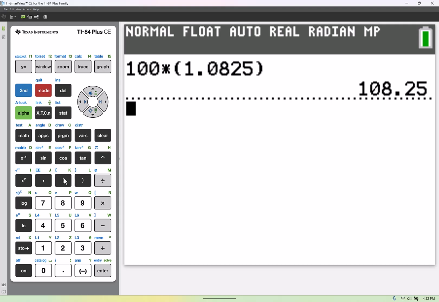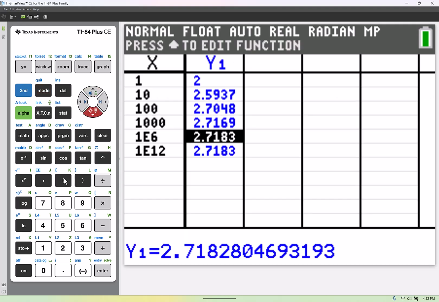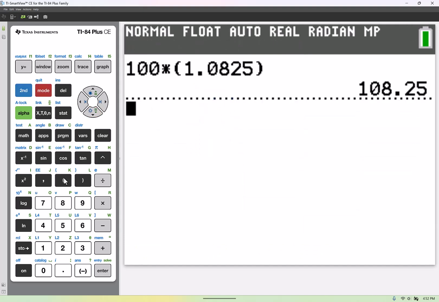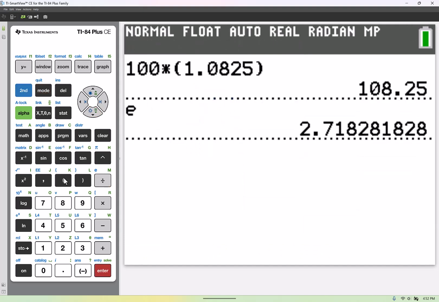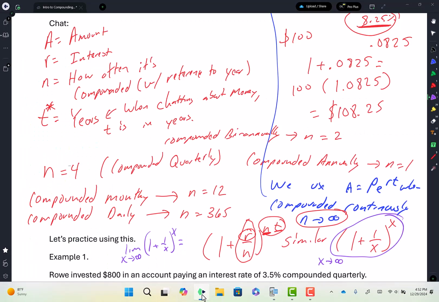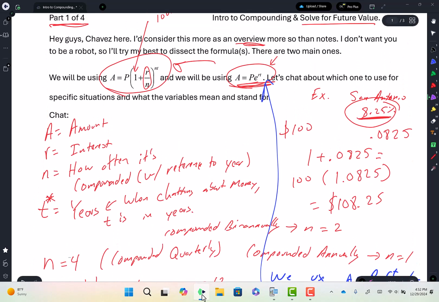Anyways, look, I can remember that number that we got, 2.7182. So it looks like it's converging at that number. And check it out. If I put e, 2.7182, so it converges, and it converges to the letter e. So that's what we call this. And that's Euler's constant, by the way. That's what we call this e. And you can just replace the 1 plus 1 over x raised to the power x with e. And that's why this formula goes from P times 1 plus r over n to the nt to P e raised to the rt.